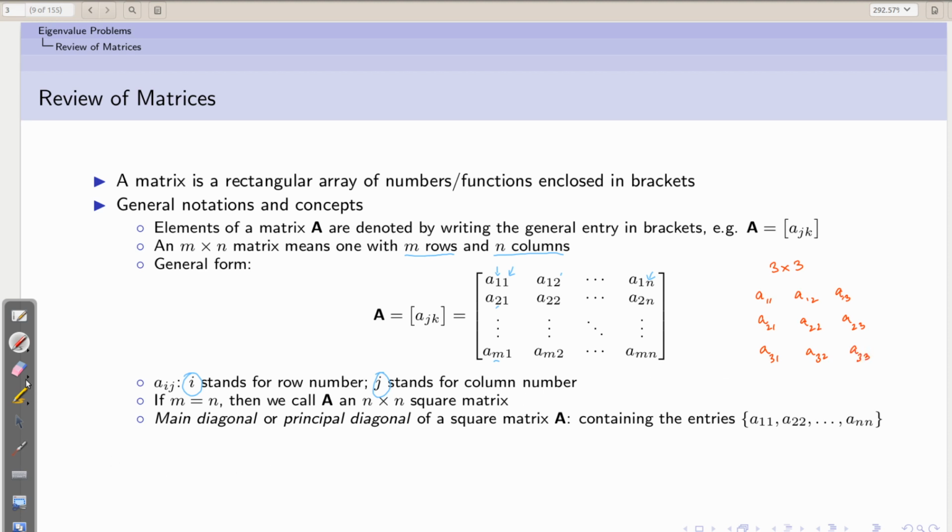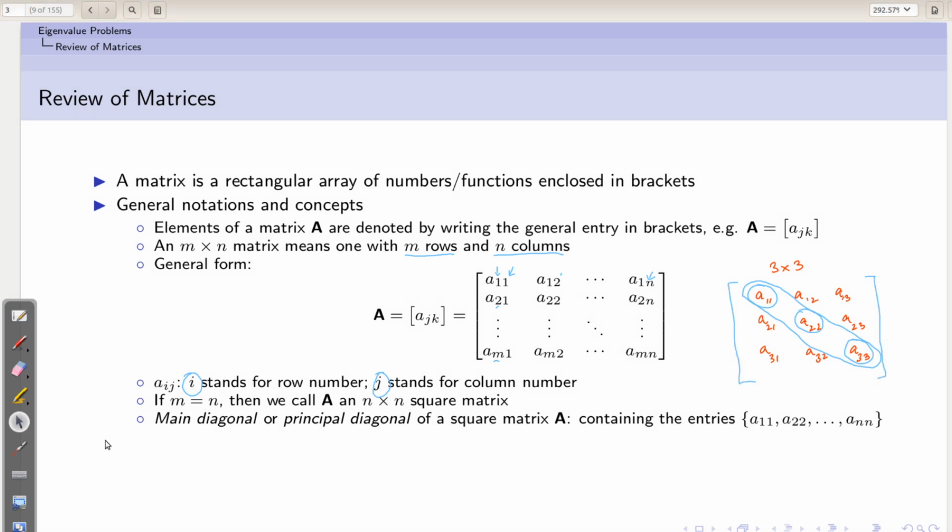And the third row will be A31, A32, and A33. And so what are the diagonals? Diagonals are those in which the index of the rows and the index of the columns are the same. So here A11, both the indices are the same. A22, these indices are also the same, and A33 as well. So this becomes the principal diagonal or the main diagonal of this square matrix.